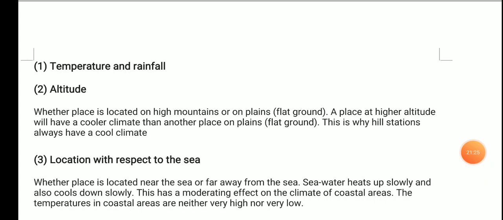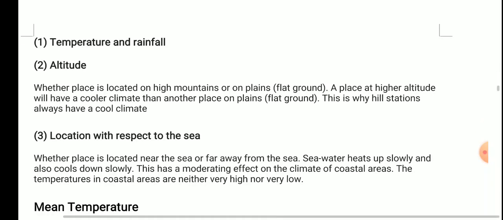Okay, so these are the four factors that affect the climate: temperature, rainfall, altitude, and location with respect to the sea. Okay, again I say, if the temperature is very high, then the climate is hot. If the temperature is low, then the climate is cold. Okay, and if the amount of rainfall is high, then the climate is said to be humid. Similarly with the altitude, as we go higher, a place at a higher altitude will have a cooler climate. Okay, and then location with respect to sea, I hope it is clear.